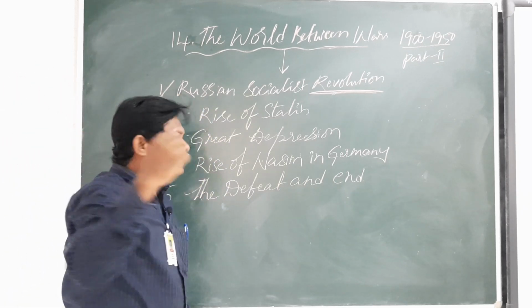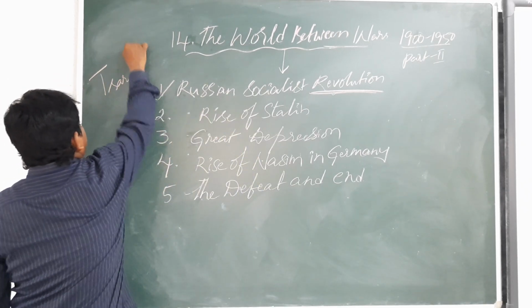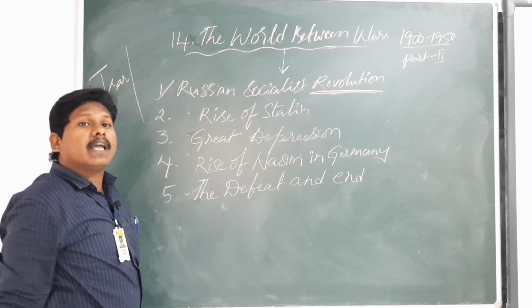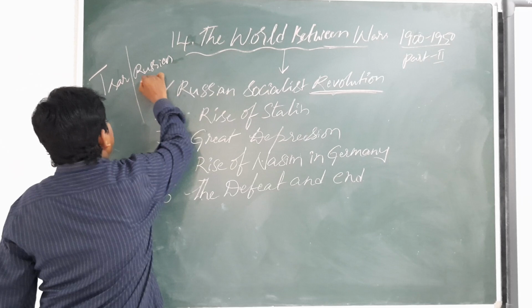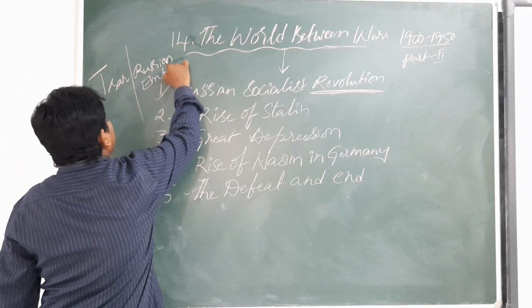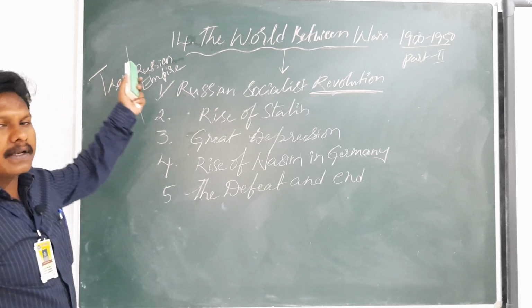Russia was ruled by Tsars. The T is silent there. Tsar means Russian Emperor. The Tsarist Russia.